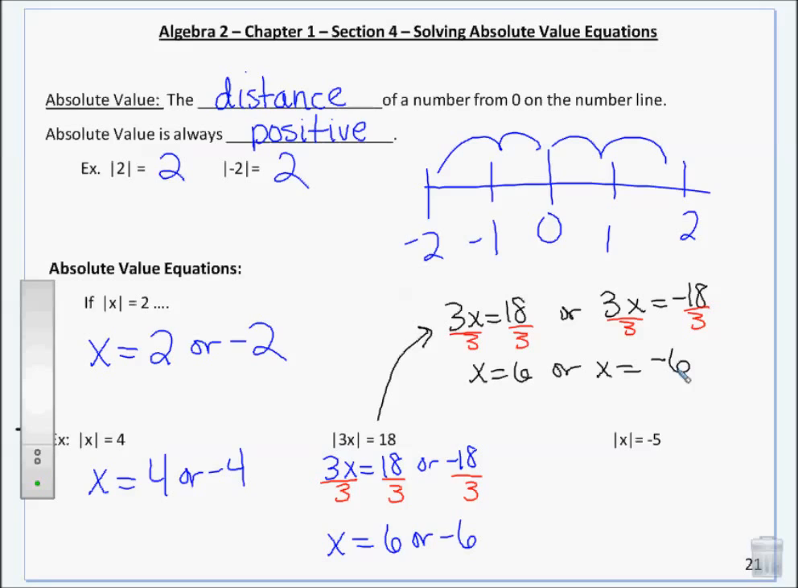And then we have absolute value of x equals negative 5, and absolute value is always positive. So anytime you have absolute value by itself, and then it equals something negative, you have nothing to do except write this, because absolute value can't be negative.